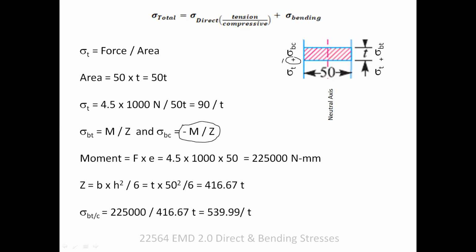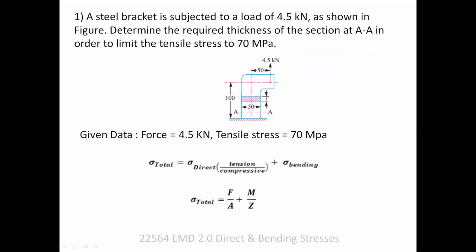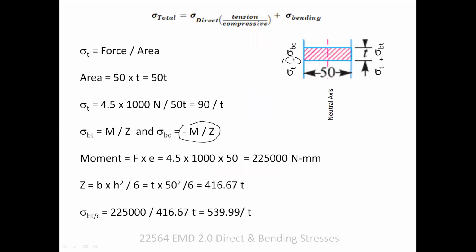Okay, so moment is equal to force multiplied by eccentric distance. If you visualize the previous slide, you will find that the eccentric distance is here. You can see the eccentric distance: it is the distance from the force up to the axis of the cross section. So it is 50. So 4.5 multiplied by 1000 Newton multiplied by 50 is the moment.